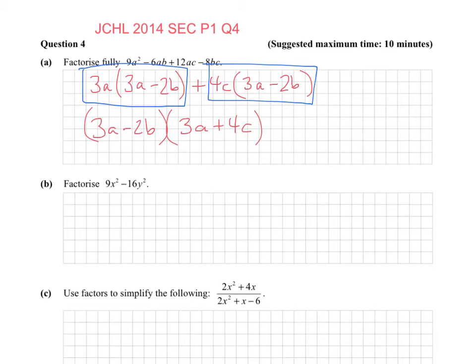Moving on to part B. We've got a very special expression here. What you need to notice and spot is that you've got what's called a difference of two squares.